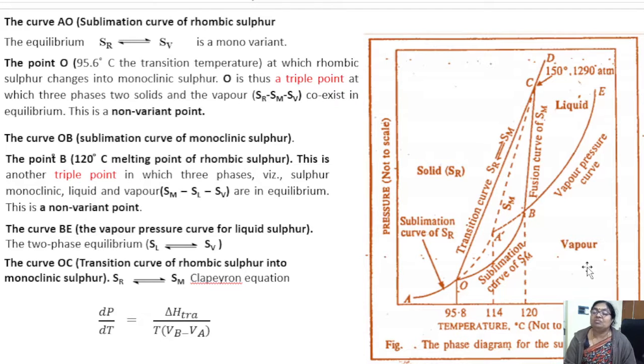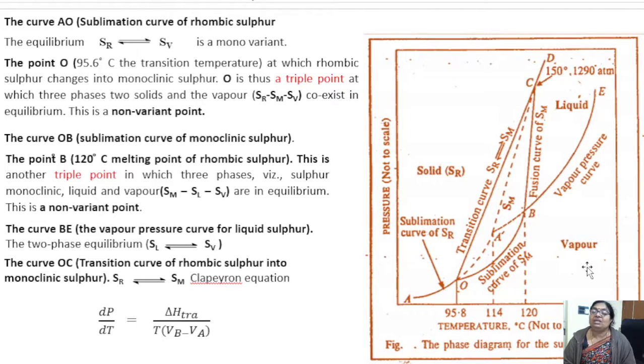Another one is BE, the vapor pressure curve, and the sublimation curve coexist at a particular point at 120 degrees centigrade. This is also another triple point, because three phases coexist at point B, so this is an invariant system.